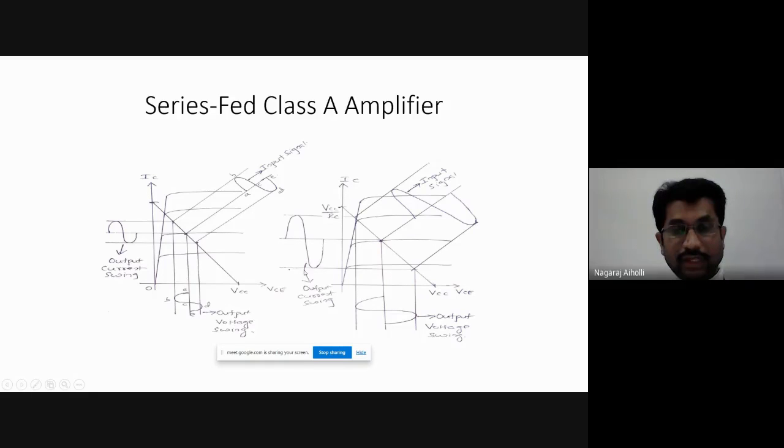What is the limit for the collector current to increase? It increases only between 0 and VCC by RC. That is the maximum. It will not go beyond that. And the collector to emitter voltage is in between 0 volts and VCC. That is the maximum range it can increase. It will not go beyond these DC load line points. That is the maximum limit.